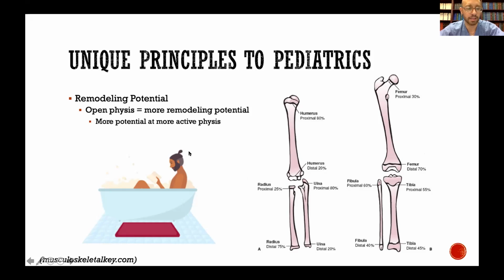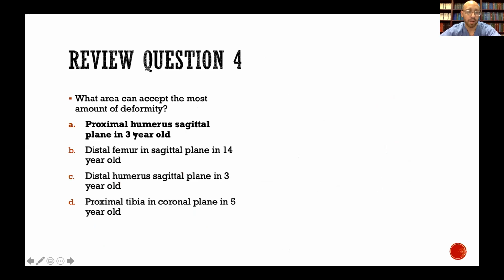And if you remember from last week, a way to remember your more active physes is thinking of a person sitting in a bathtub, and anything above the water is going to be a more active joint. So the distal femur, proximal tibia, proximal humerus, distal radius. So just think of that. In younger patients, they're going to have more time to remodel. So that's why, if you go back to the question, a 3-year-old's going to be better than a 5-year-old just because they have 2 more years of additional growth.